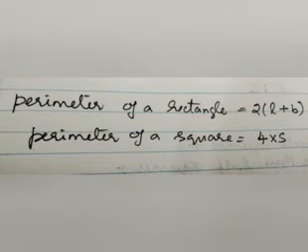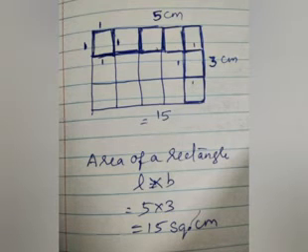Now we will see the formulas. The perimeter of a rectangle is 2 into (L plus B), and the perimeter of a square is 4S. But for area, the area of a rectangle is L into B. We will see how we can derive the formula. For a rectangle with 5 centimeter length and 3 centimeter breadth, you have to put the square paper like this. Column wise, put 5 square pieces, and row wise, put 3. So you will get a total of 15. So that's the formula, area equal to length into breadth.